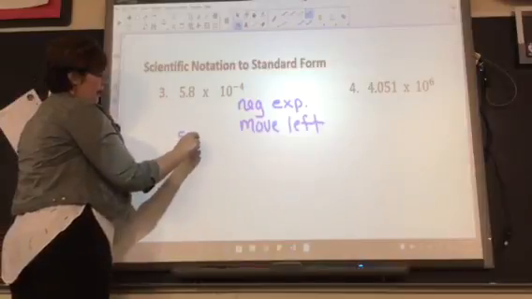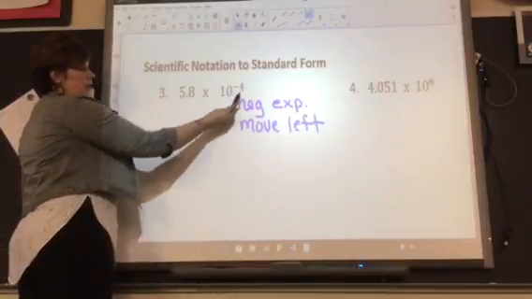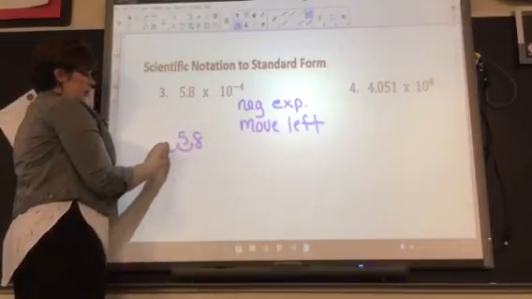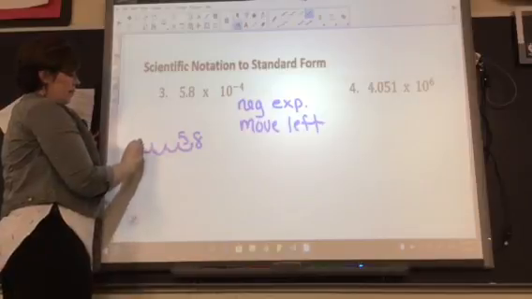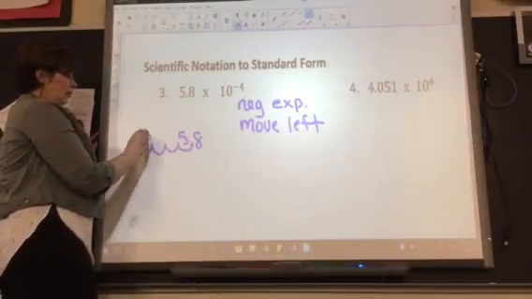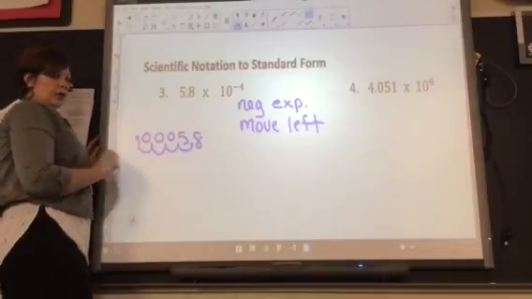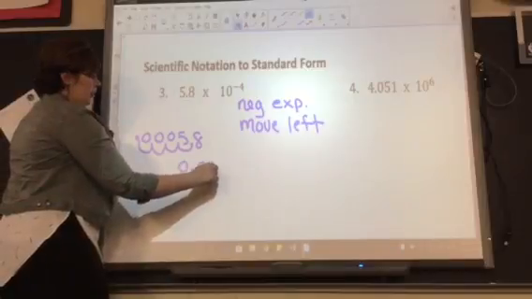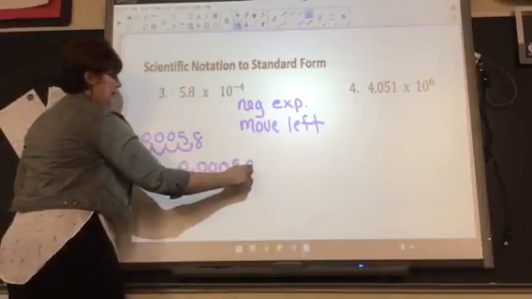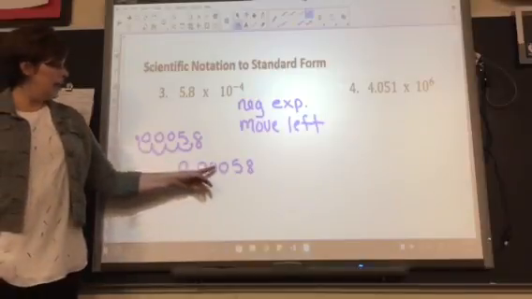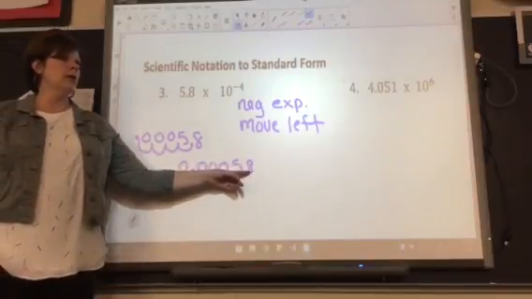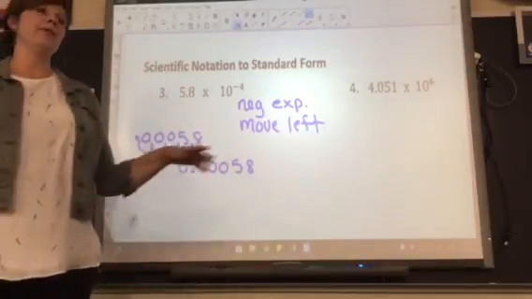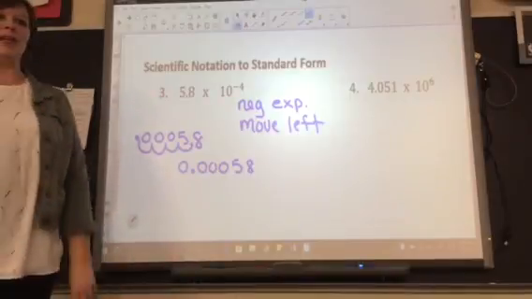So I'm going to take my 5.8 and I'm going to put it right here. I have to move my decimal place to the left how many times? 4 times. 1, 2, 3, 4. So my decimal is actually going to end up right here. I'm just going to put zeros in there as placeholders. So my new number is actually 0.00058. If I say it as a decimal, tenths, hundredths, thousandths, ten thousandths, hundred thousandths, 58 hundred thousandths. It's just easier to say 0.00058, but anyway, just wanted to show.